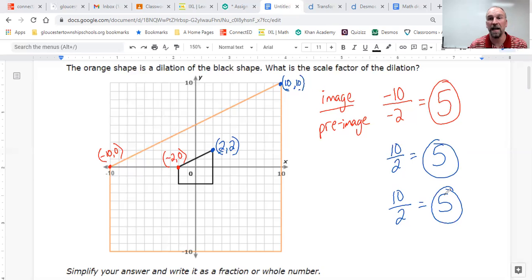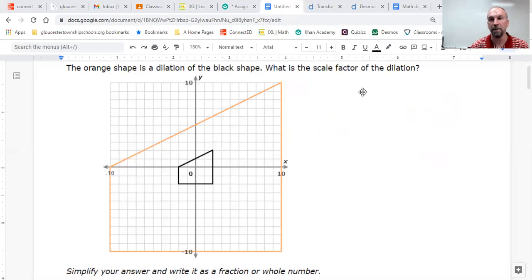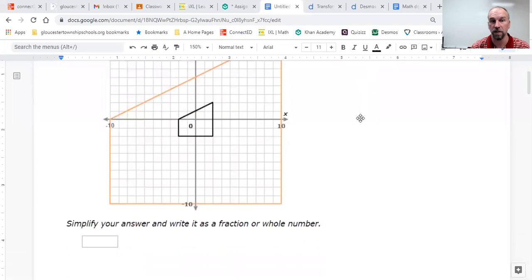You don't even have to do both the x's and the y's. You can pick any point you want, and then either the x's or the y's, and divide the image coordinate's value divided by the pre-image coordinate's value. That's how you find the scale factor. So that is an enlargement. I have a few examples to show you all the different possibilities.